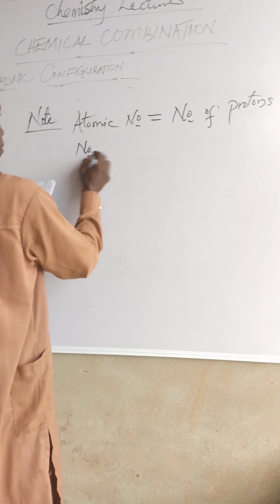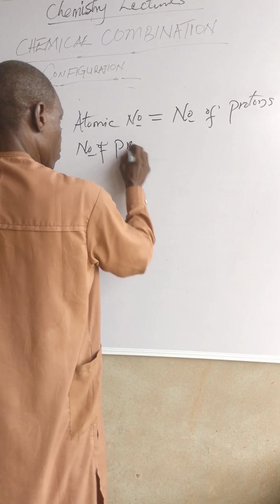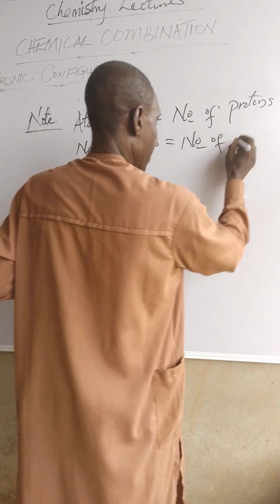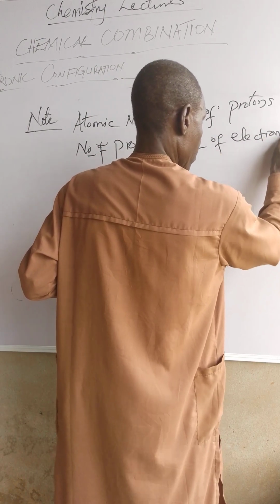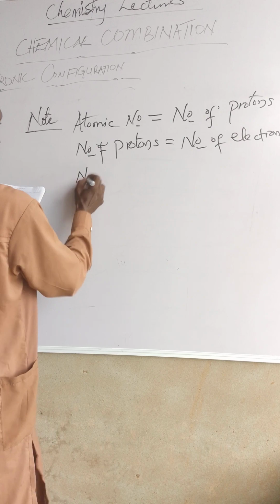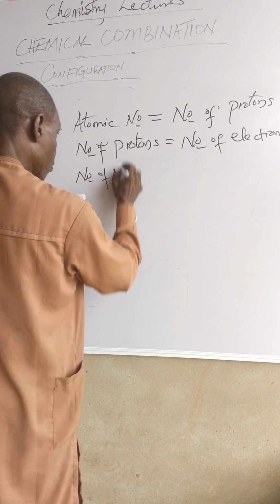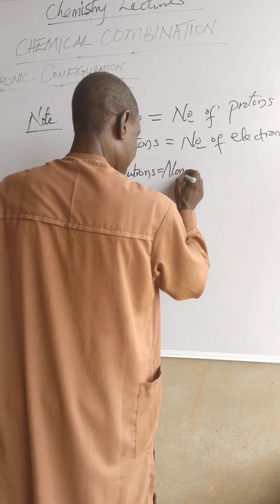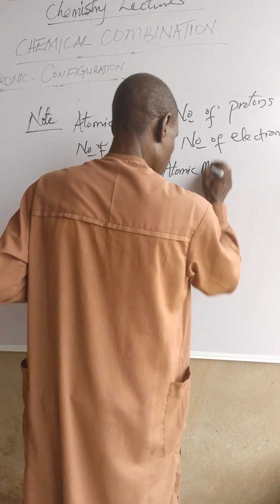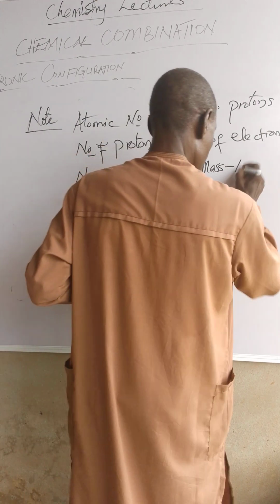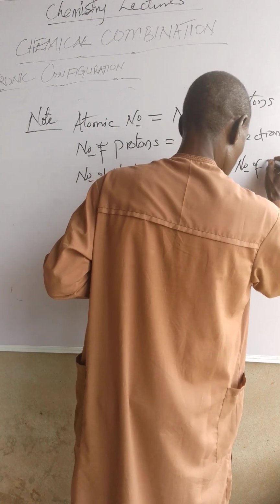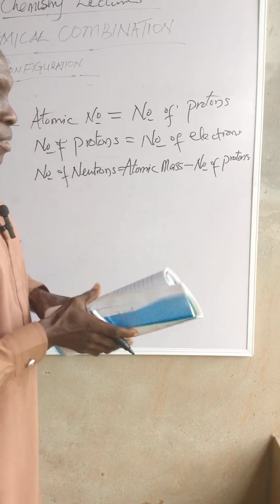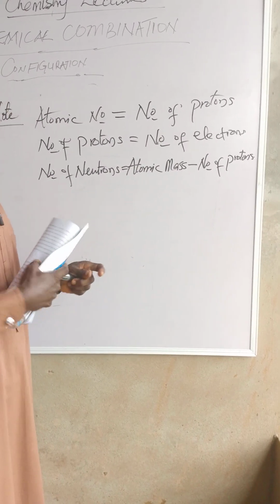Then number of protons is equal to number of electrons. Then number of neutrons is equal to atomic mass minus number of protons. Can you see now? This is an important information.